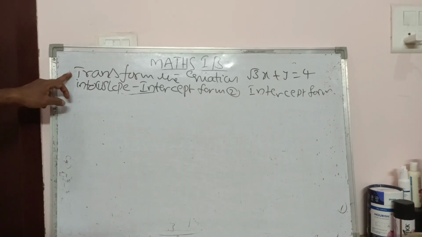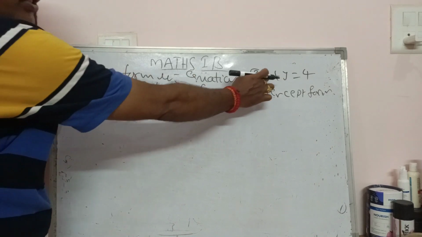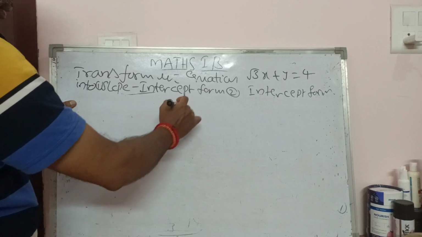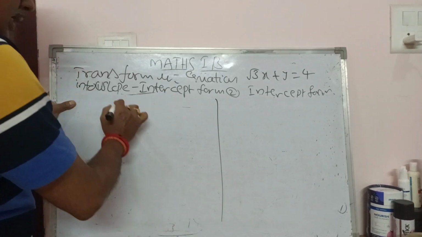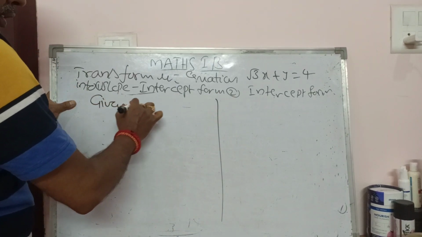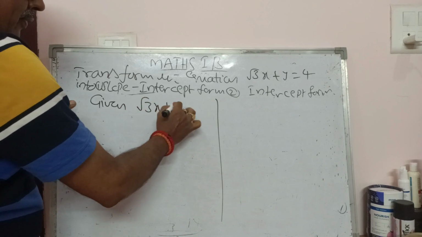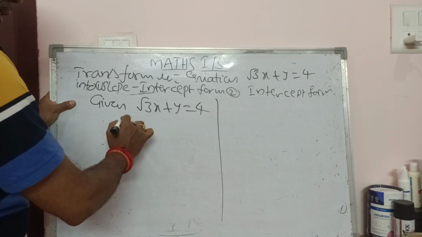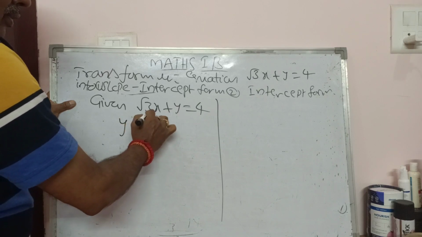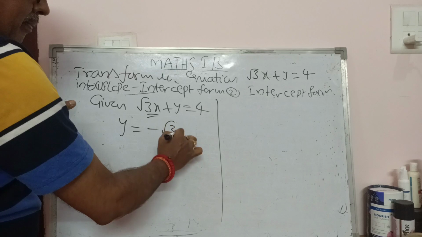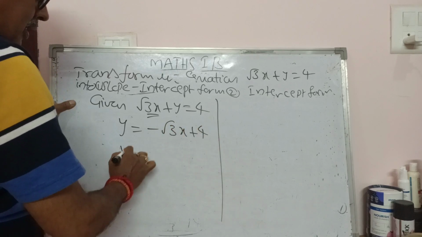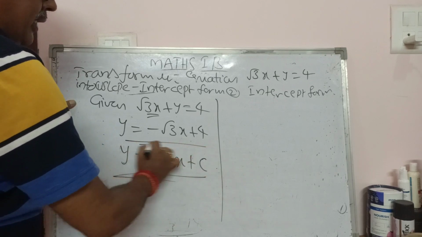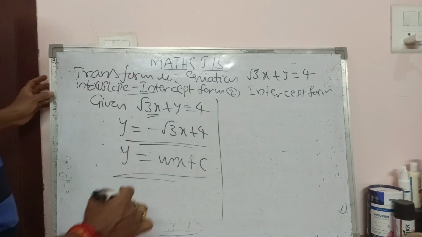Now we are going to see a similar problem. Transform the equation root 3x plus y is equal to 4 into slope intercept form and intercept form. As we have discussed, given equation root 3x plus y is equal to 4. So in order to bring this equation in the form of y is equal to mx plus c, y is equal to, bring this root 3x to the right side, minus root 3x plus 4. Now it is in the form of y is equal to mx plus c. Therefore, this is the slope intercept form of the line equation.